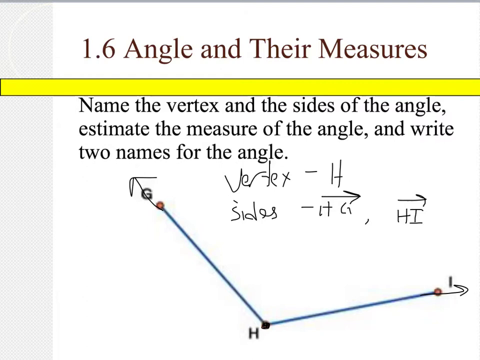Estimate the measure. If I'm looking at that, I'm just going to take a guess. Roughly maybe 120 degrees. Okay. Two names for the angle. You can name three. If you know the three, awesome. Let's see if you got the two. Angle GHI. Angle IHG. Or angle H would also work. Angle H.